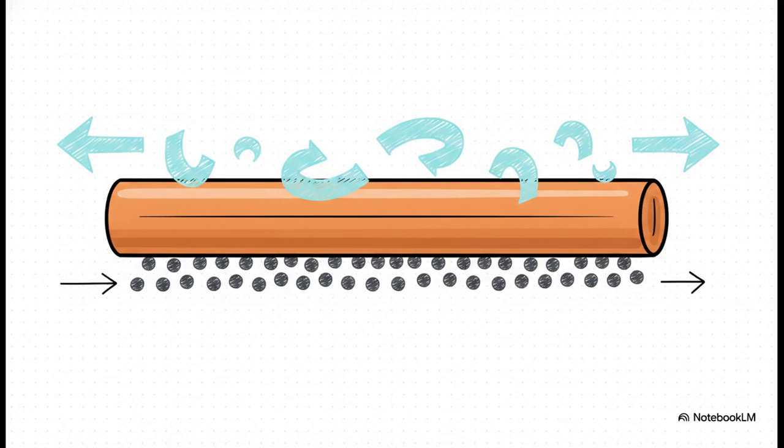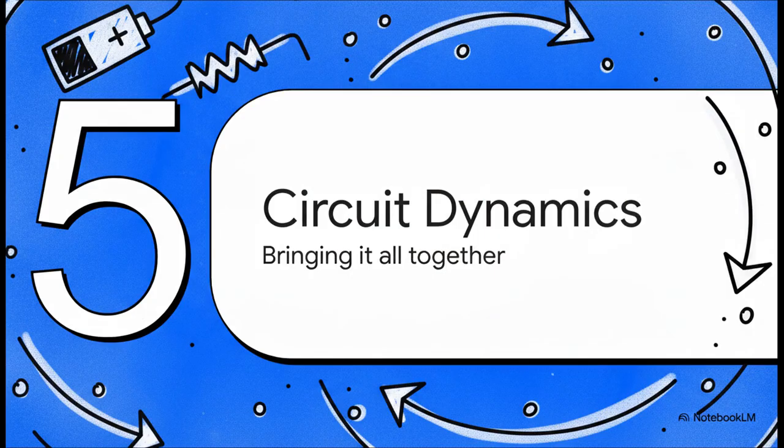And honestly, here's the wild part. To this very day, electrical engineering universally uses conventional current. That means we literally draw circuit diagrams and calculate formulas as if positive charges are flowing from positive to negative, even though we know for a fact the actual electrons are moving in the exact opposite direction. How crazy is that? Let's move on and see how this builds in Section 5, measuring circuit dynamics. We're going to visualize how all these components actually come together in a real diagram.